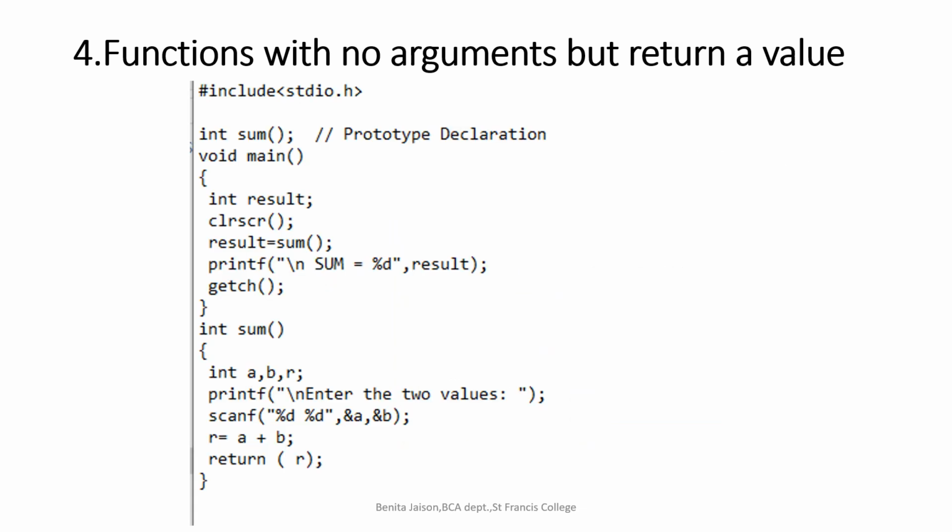Here again the example is sum. The empty parenthesis indicates there are no arguments, but the return data type is indicated as int. So sum will be returning a variable of data type integer. Result is a variable of integer data type, but we are not passing any arguments to the function called sum. So this is an example of a function with no arguments but with a return value.